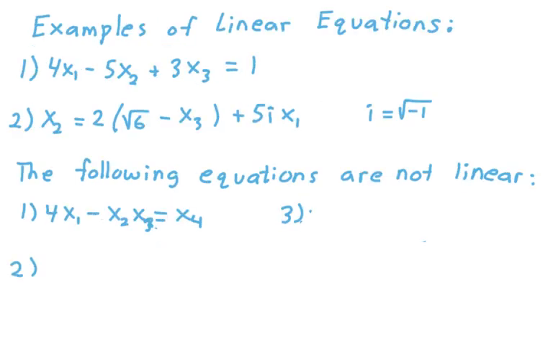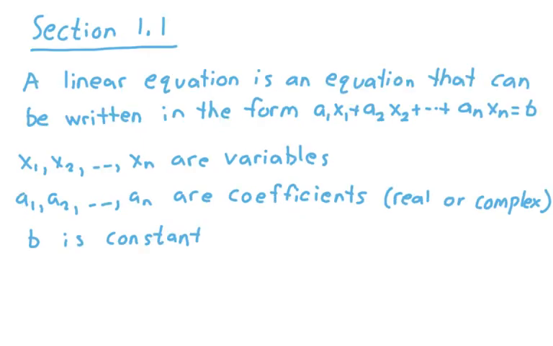Examples of linear equations. Number 1, we can have 4x sub 1 minus 5x sub 2 plus 3x sub 3 equals 1. So notice how x sub 1, x sub 2, and x sub 3 are all of degree 1. And it is written in that format, right? It is written in this form, right here.